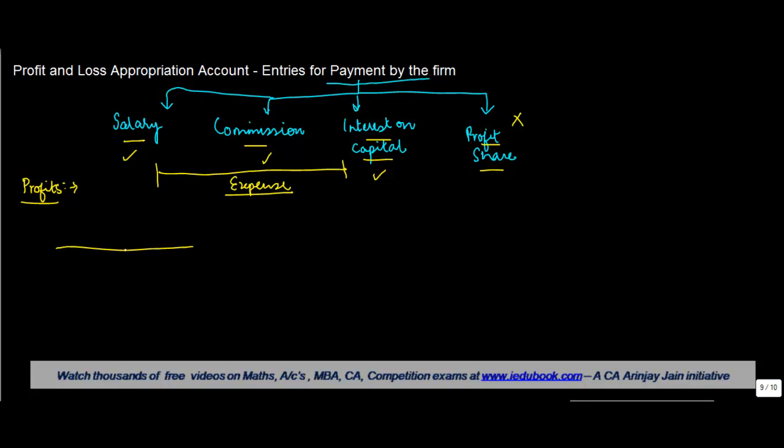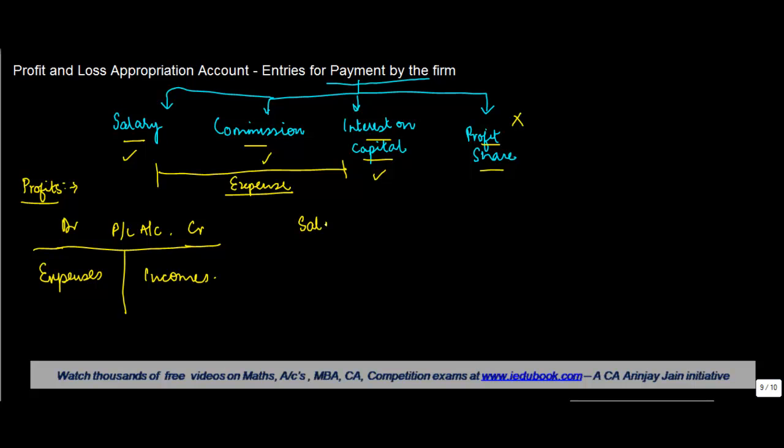So when you were making your profit and loss account, you had a debit side, you had a credit side. On the debit side, you used to put all your expenses, and all incomes used to come on the credit side, right? So when there is an expense, what is the entry that you make? You basically used to debit the expense, right? That's the basic rule of accountancy.